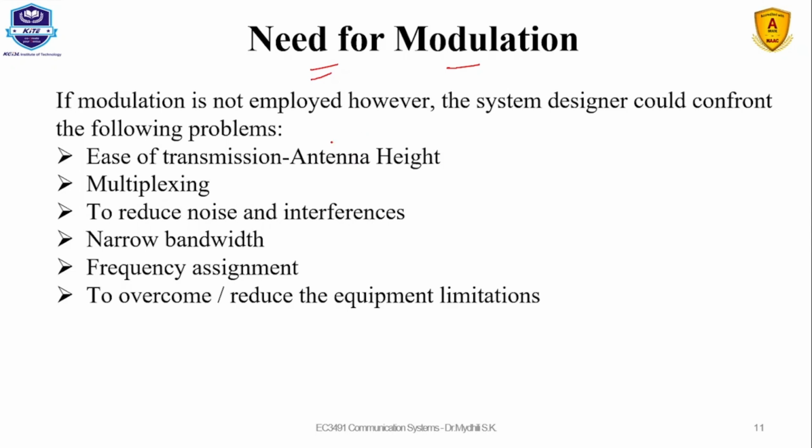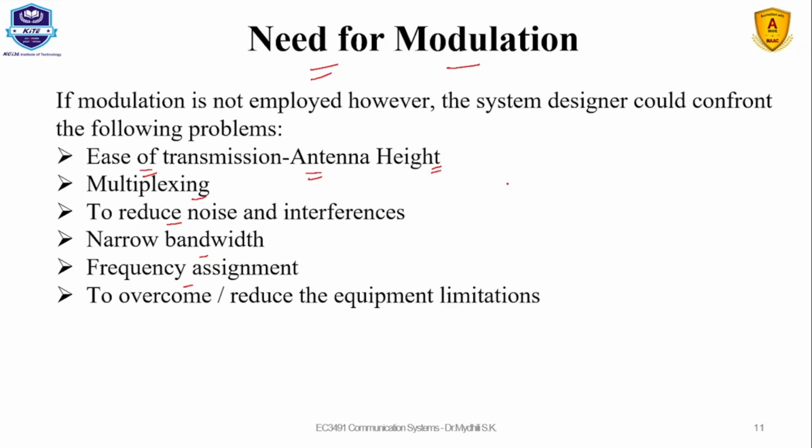The first advantage of using modulation is to ease the transmission by reducing the antenna height. I'll come to antenna height later. Then comes multiplexing, then reducing noise and interference, enabling narrow bandwidth, frequency assignment, and finally overcoming or reducing the equipment limitations.